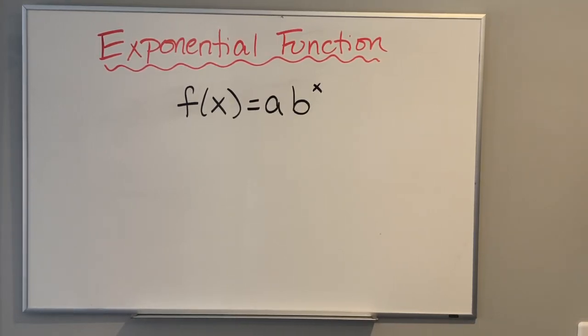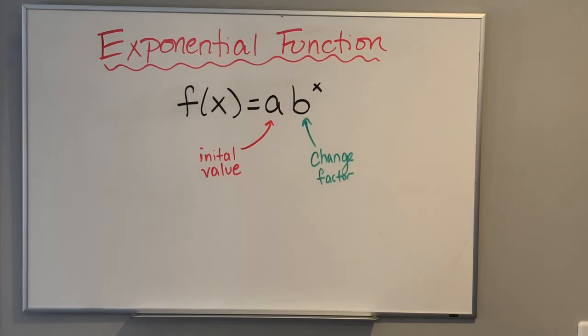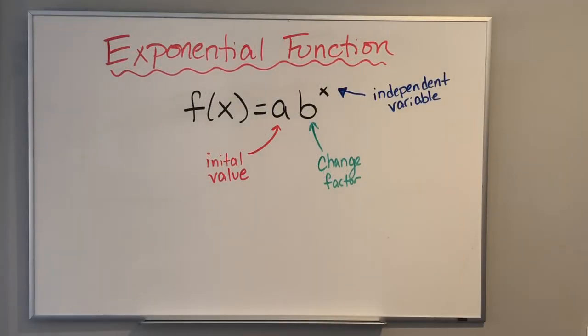As you see, the standard form of an exponential function is f of x equals a times b to the exponent of x. The a in the equation stands for our initial value. The b in the equation stands for the change factor. And finally, the x, which is our exponent in this equation, is our independent variable. Now I'm going to show you an example of how and why we would use this.